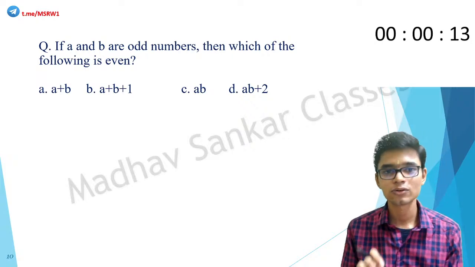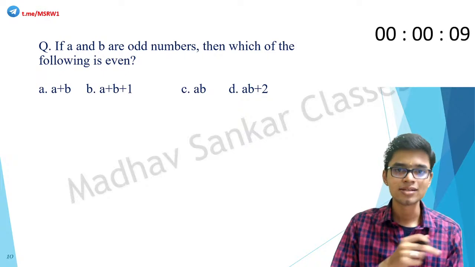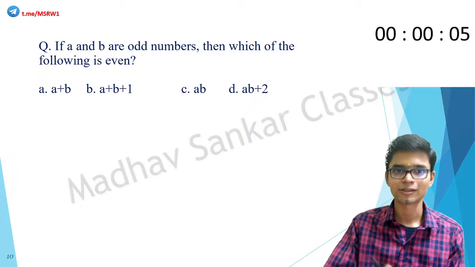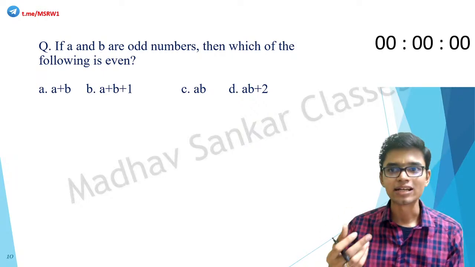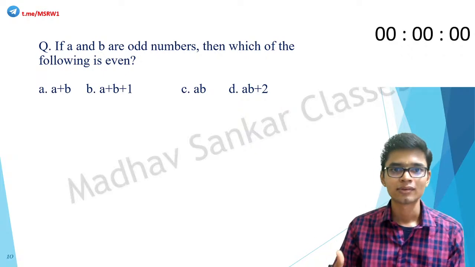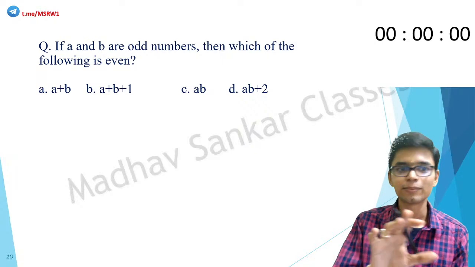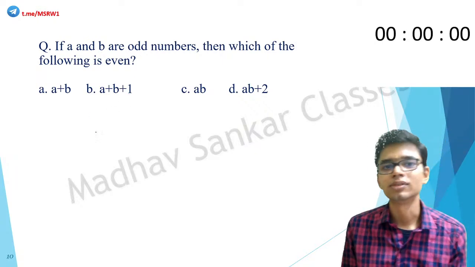These kinds of questions are also being asked in CSAT. In the most recent one, in CSAT 2021, there was a question that went something like this. You are not given any values or anything as such. Instead, you are given some variables and you have to find the answer in terms of those variables. So that is why I put this question also. So it is given that A and B are odd numbers.